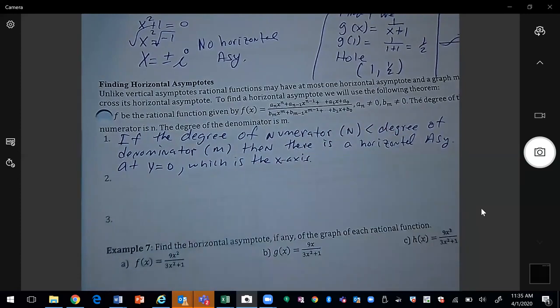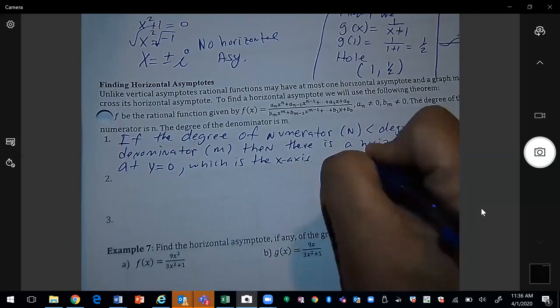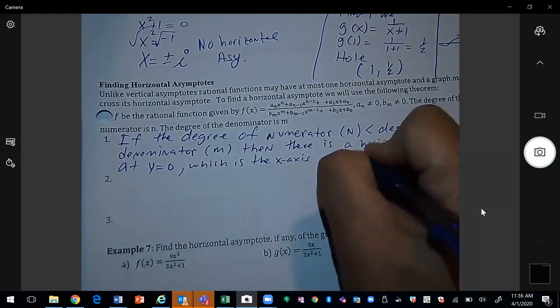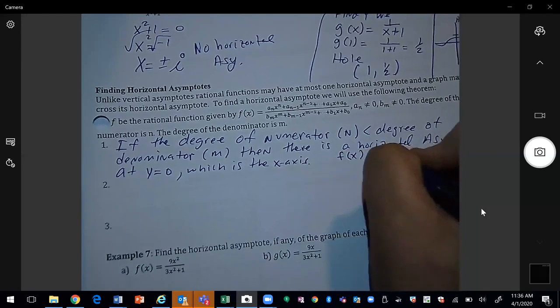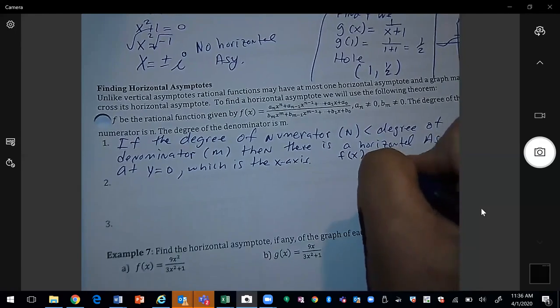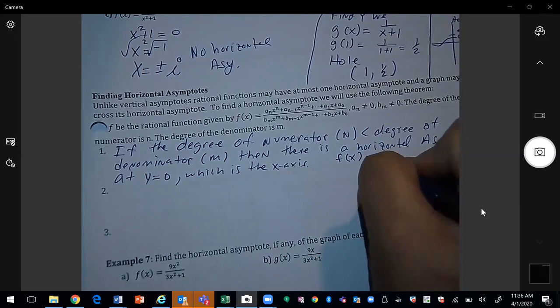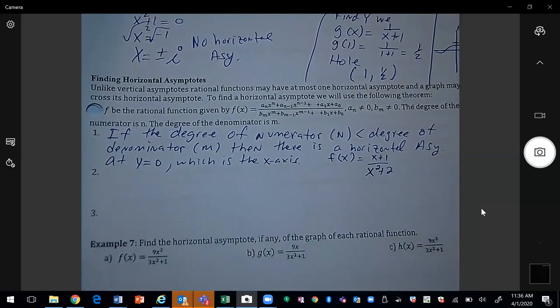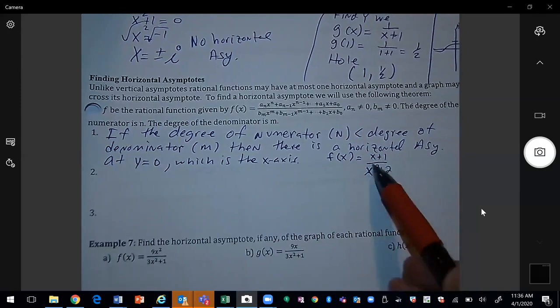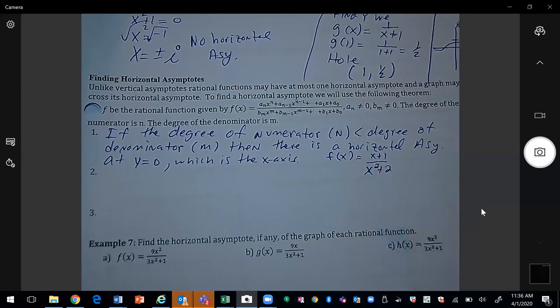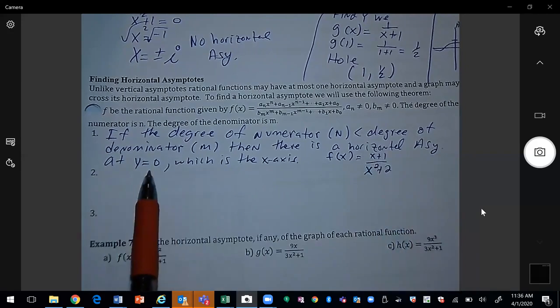Okay, so this is what I mean by this statement. Let's say you have a function f of x equals x plus 1 divided by x squared plus 2. To find the horizontal asymptote, we need to look at the degree of the numerator and the degree of the denominator. If the degree of the numerator is less than the degree of the denominator, then it's going to automatically have an asymptote at y equals 0.